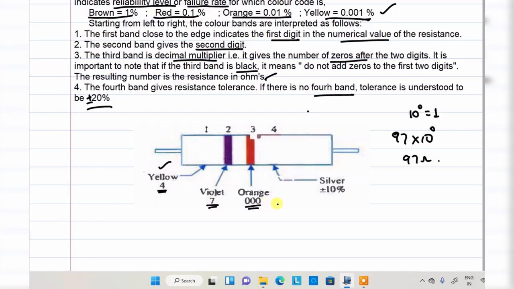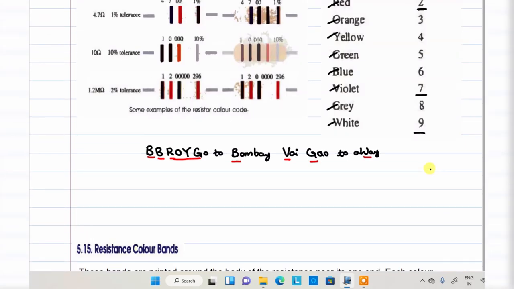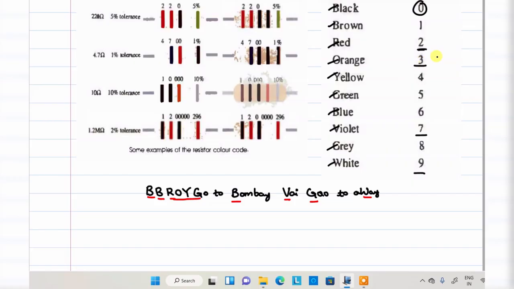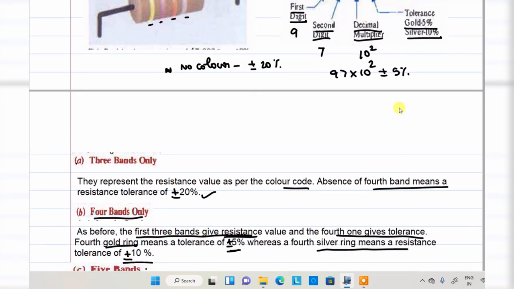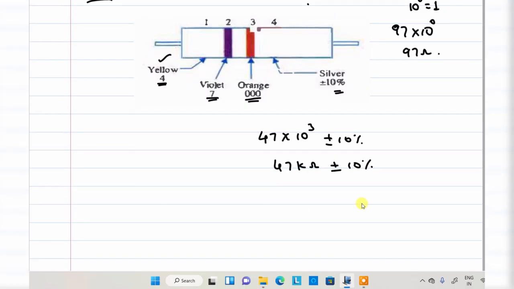The third color is orange. Whenever it is orange, the numerical value is 3, so three zeros are present. The last one is silver, plus or minus 10%. Finally, the resistance digits are 4 and 7 side by side, with multiplier 10 power 3 and plus or minus 10%. That means 47 kilo ohms plus or minus 10% is the answer for this example.